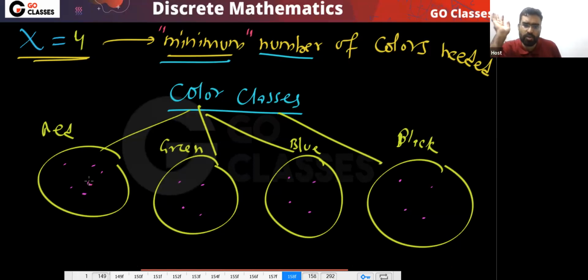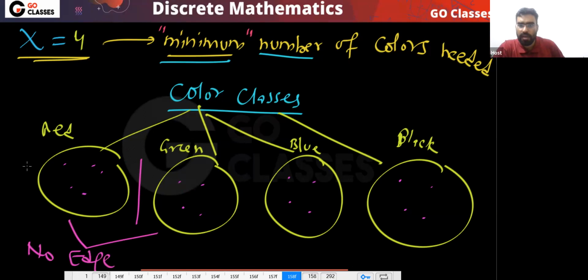Is it possible there is no edge between these two? Between these two, there is no edge. Is it possible between these two there is no edge? If there is no edge, then what is the problem?